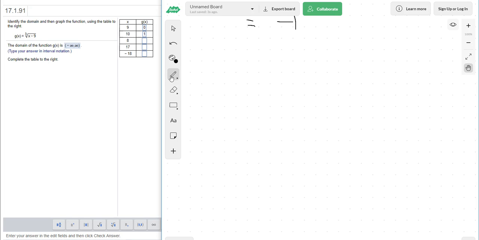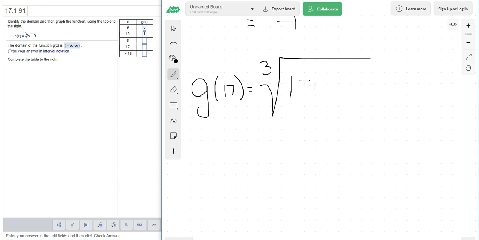So keep going with these. The next one would be 17, so let's try 17. G of 17 is equal to the cubed root of 17 minus 9. 17 minus 9 is the cubed root of 8. And now I'm back to that same question. Is there some number that I can multiply 3 times to give me 8?